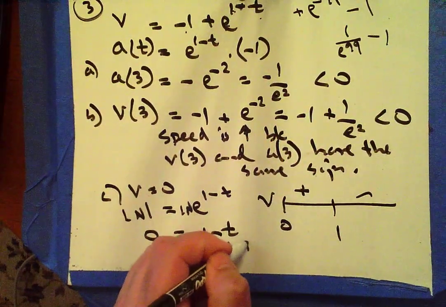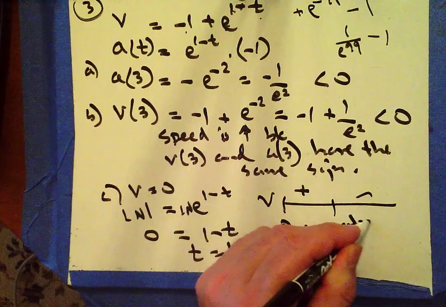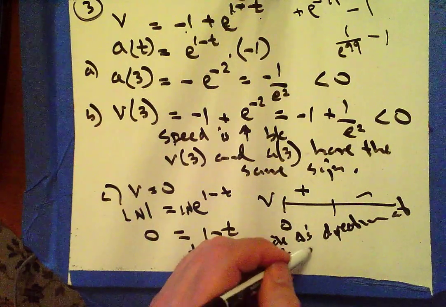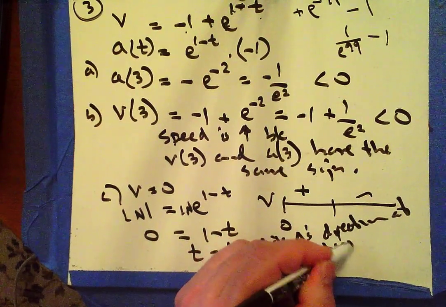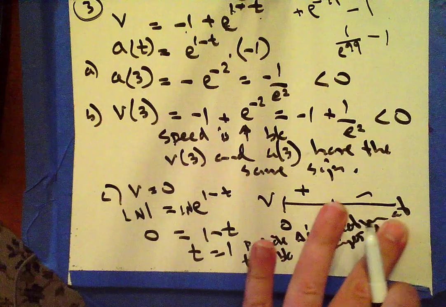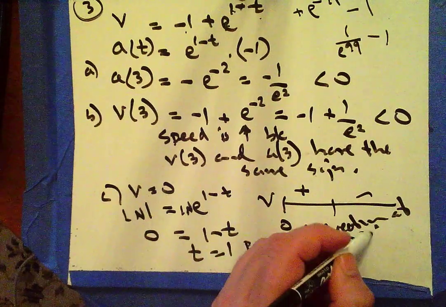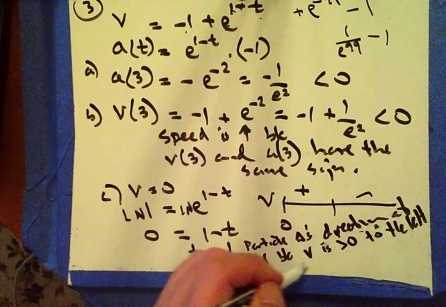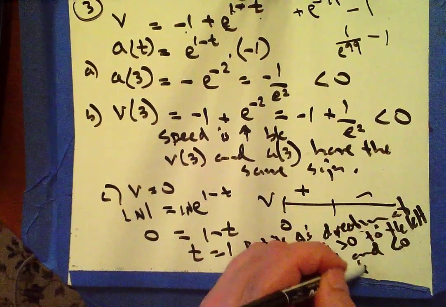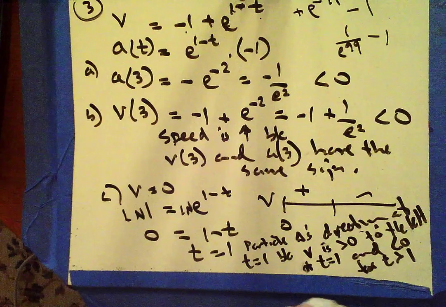So the particle changes direction at t equals 1 because velocity changes from positive to negative, because velocity is greater than 0 to the left of t equals 1 and less than 0 for t greater than 1. Okay, so there's number 3, part C.